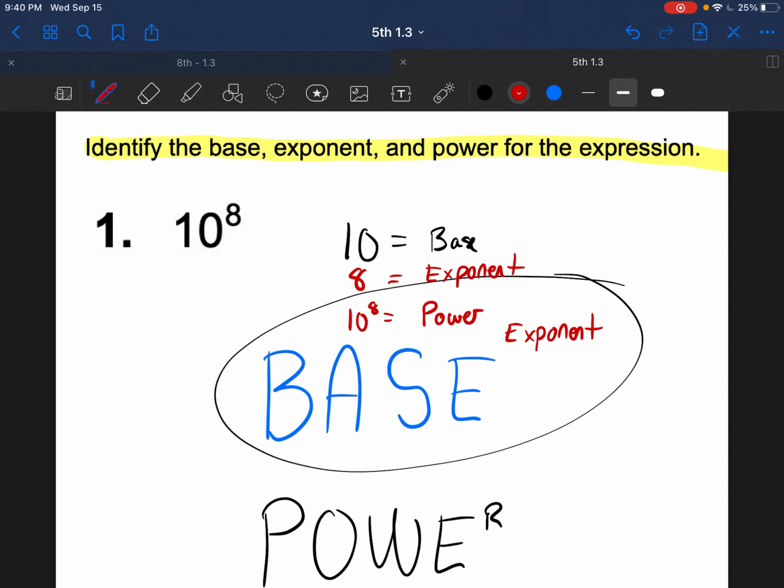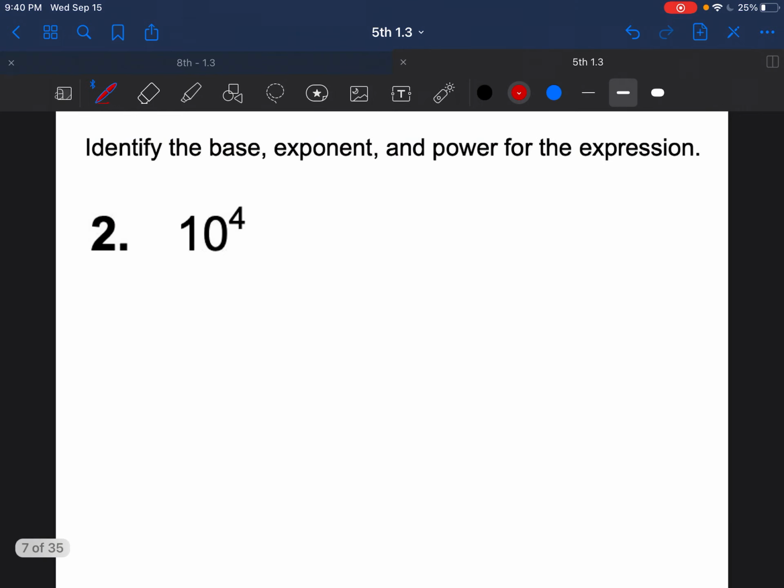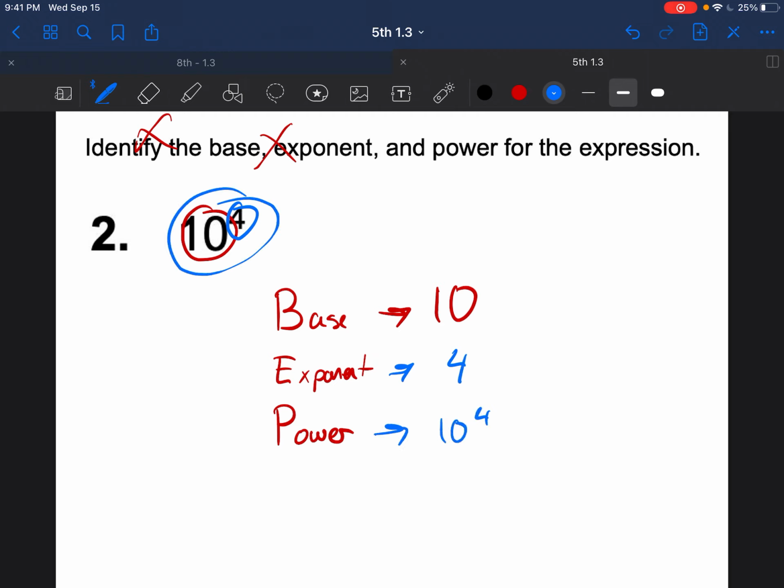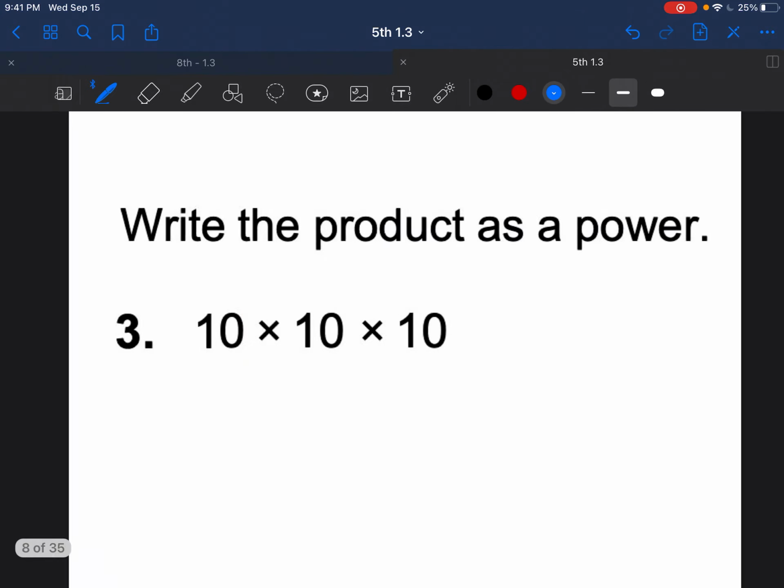Alright, let's try a few of these together and see what we can do. So again, this time I don't want you to write this down. I just want you to answer the question. So we have to find the base, the exponent, and then the power. Okay, I'm going to write them out just so you can see them. So what is the base, ladies and gentlemen? It's the big number, so 10. My exponent is the little number, which is 4. And then both of them together is my power. Pretty easy, right? Let's go through these as quick as we can then.